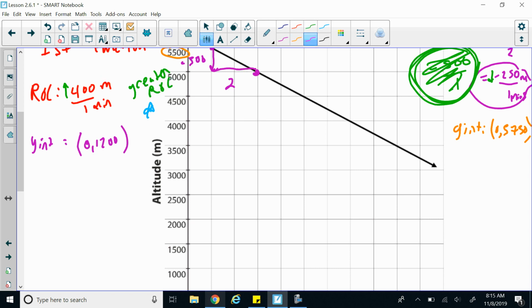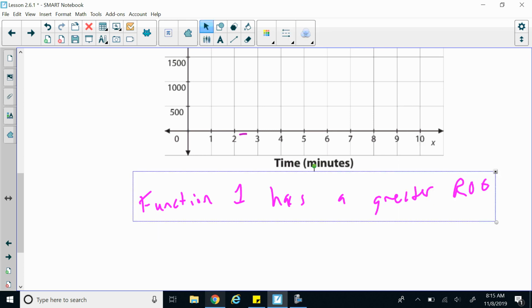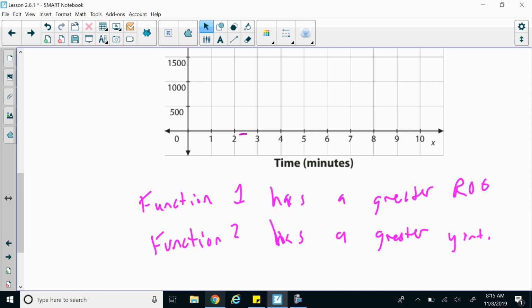And then the second one is y-intercepts. Well, this y-intercept is 1,200. This one's 5,750. This is a greater y-intercept. You see that? So what we're going to say is function 1 has a greater ROC. Function 2 has a greater y-intercept.